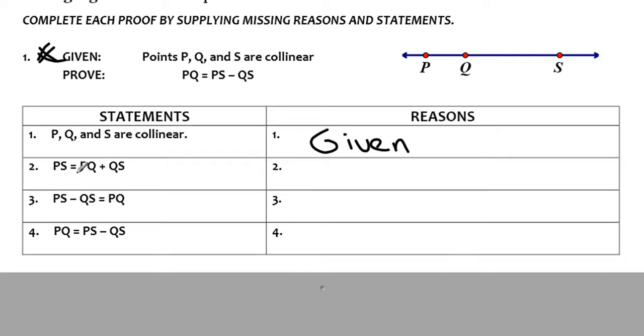Then it says that PS is equal to, so the whole length here is equal to this little guy, PQ, plus this little guy, QS. And if you made your flashcards, you would know that that is the segment addition postulate. And we can abbreviate here. You don't have to write every single word, but as long as I know what you're talking about.